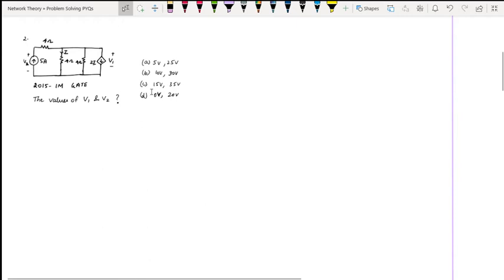So let's solve the second problem now. In this question, we are supposed to find the voltage drops V1 and V2, where V1 is the voltage drop across this dependent current source, and V2 is the voltage drop across this independent current source. So the drops across the current source.